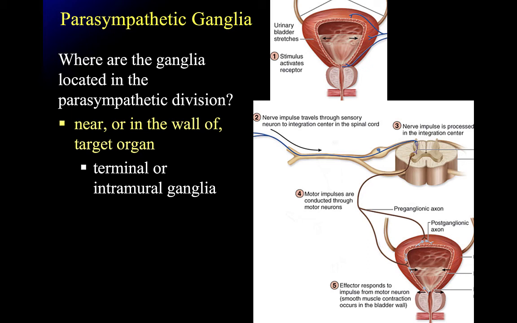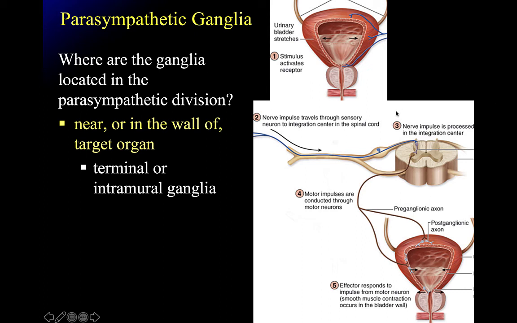There are ganglia that are associated with the parasympathetic division. If we think back to the sympathetic division, it was the paravertebral or sympathetic trunk ganglia, as well as those prevertebral or collateral ganglia. Now we have what we call terminal or intramural ganglia. What's more important here is that in the parasympathetic division, the ganglia are either next to, that is right near, or in the wall of the actual target organ. So the sympathetic division had the ganglia relatively close to the spinal cord.